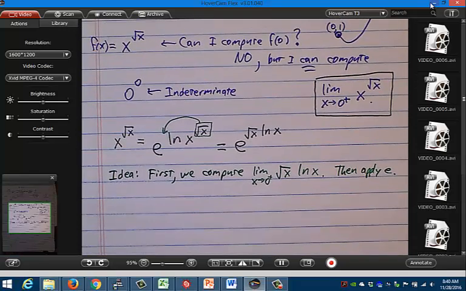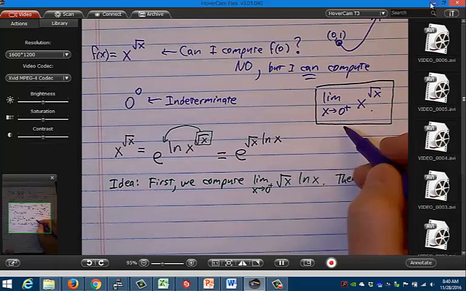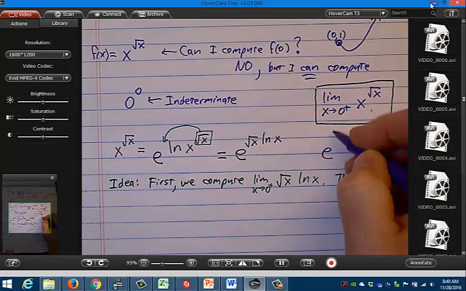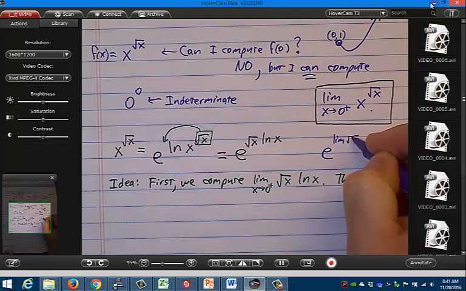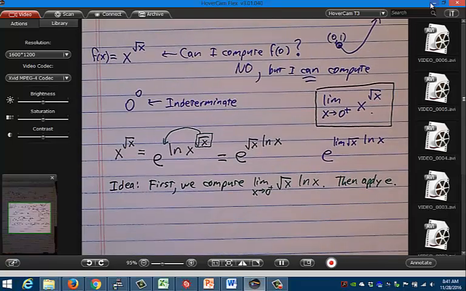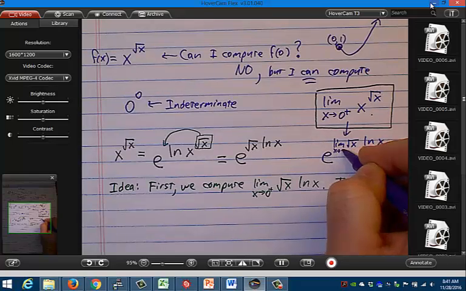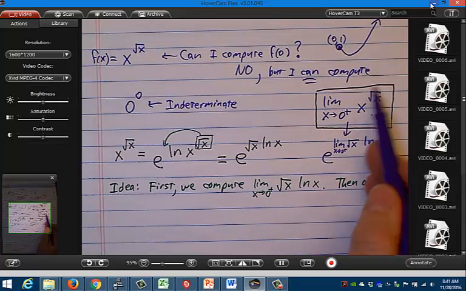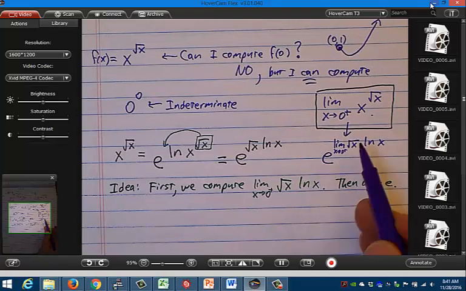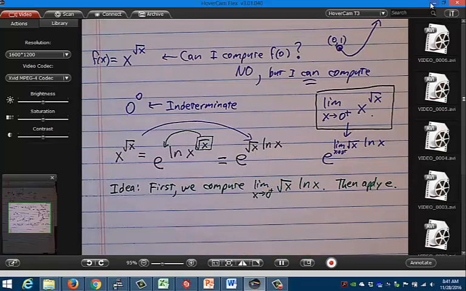So yeah, I want to compute this limit. What I'm really going to do is compute e to the limit of square root of x ln of x. Because when your book does this, they'll probably go from here to here in one step. They will rewrite x to the square root of x as e to the square root of x ln of x. That's kind of like a one-stepper right there. So first we're going to compute this limit, then we apply e.